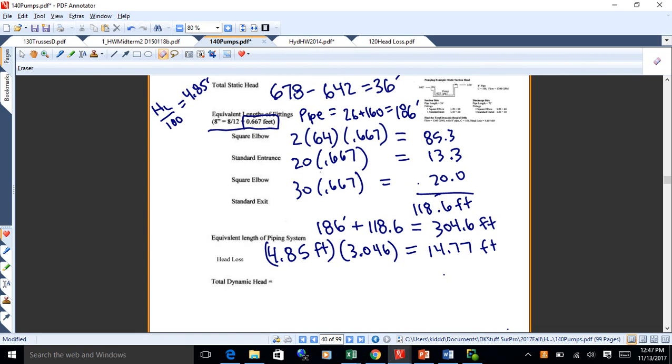So your TDH then: you've got to lift the water 36 feet, but you also have to overcome 14.77 feet of head loss. That's 50.77 feet. That's what that pump is going to have to do. So what kind of pressure is that pump going to have to develop to push that water through that system?